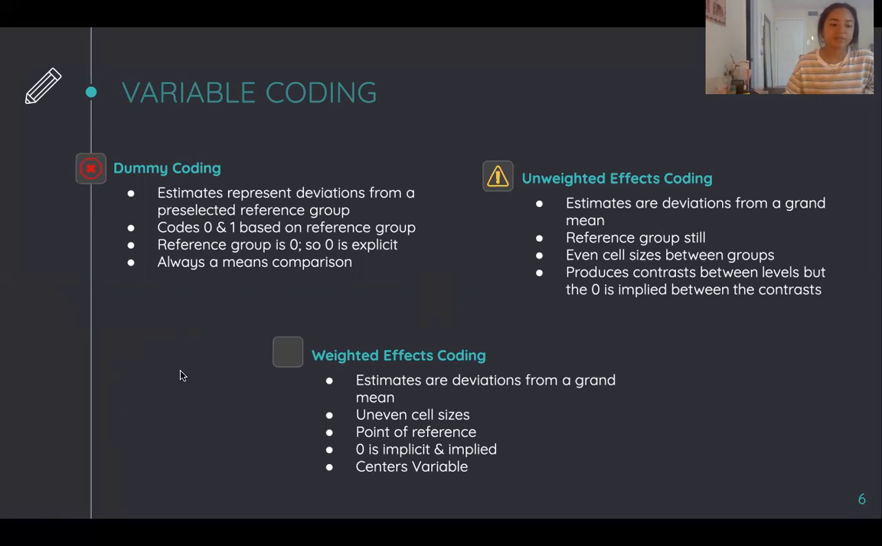So the weighted effects coding gives us estimates that are deviations from the grand mean and also centers our variable for us. So overall, the main difference between all of these is the points of reference, and we will be using the weighted effects coding for our division.